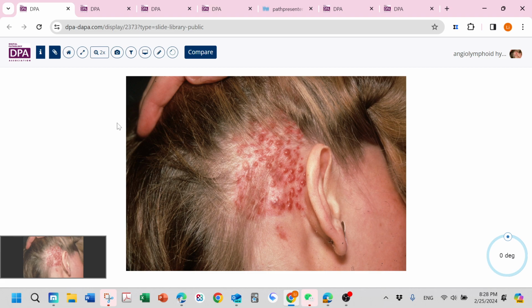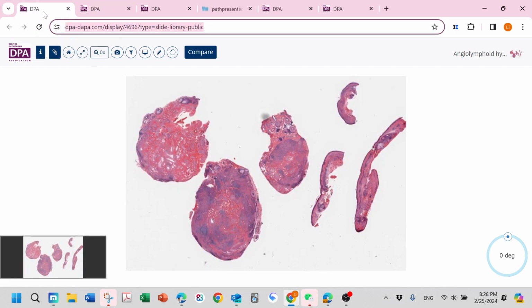And then I also find another as a contrast for differential diagnosis. This one is ALHE, angiolymphoid hyperplasia with eosinophilia, aka epithelioid hemangioma. So you can see this proliferation of red blood vessel nodules, usually in the head and neck area. As the name says, eosinophils.